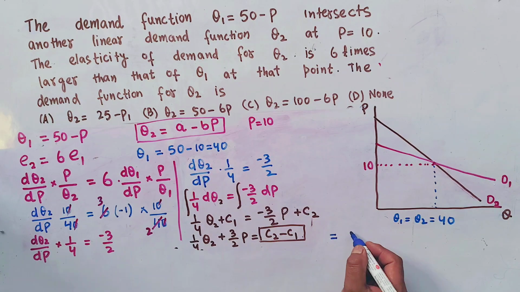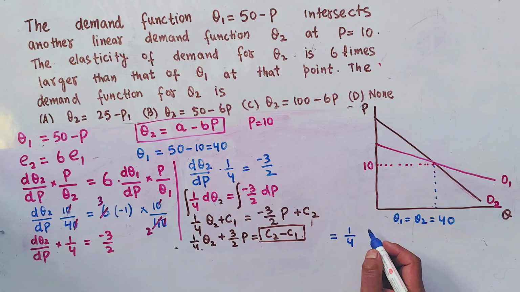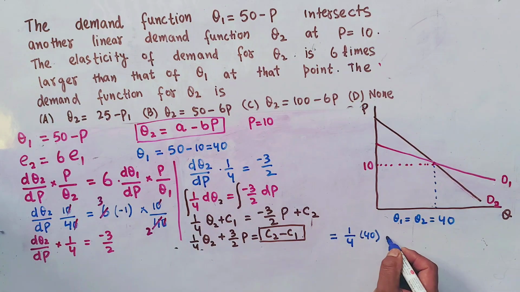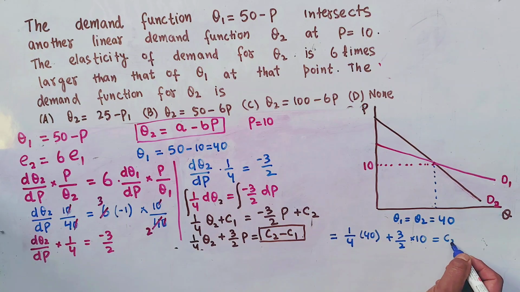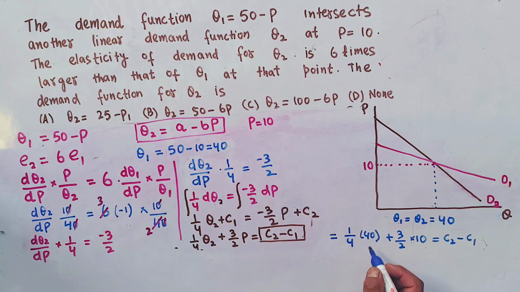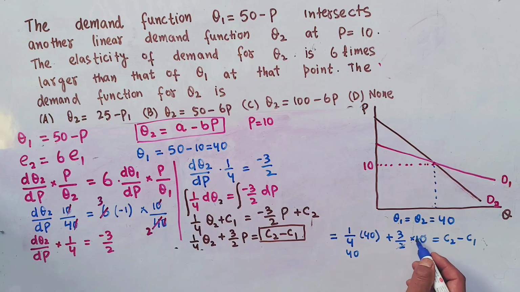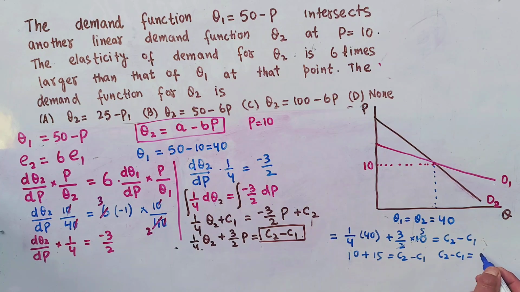Now we know that Q2 is equal to 40. So let us write it here: 1/4 times 40 plus 3/2 times 10 is equal to c2 minus c1. So 1/4 of 40 is 10, and 3/2 of 10 is 15. So we get 25 is equal to c2 minus c1, or c2 minus c1 is equal to 25.